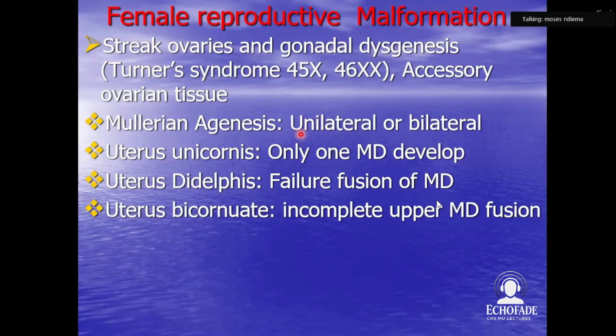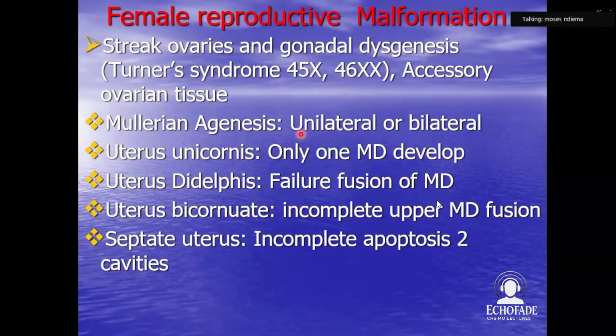Uterus bicornuate, where there is incomplete fusion of the upper part that would have formed the uterus. So the uterus sort of splits into two horns. And then septate uterus, where there is incomplete degeneration of the septa that separate the two Mullerian ducts. So this will have completely two different cavities. So the uterus, instead of having a common cavity, will have two different cavities.